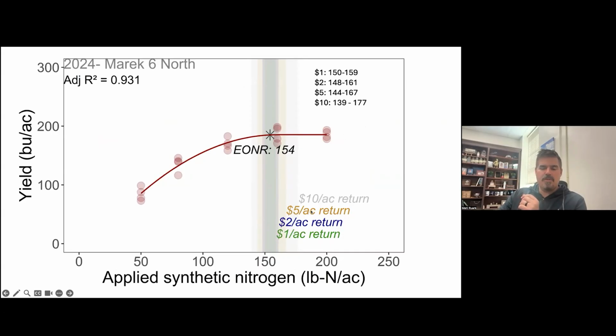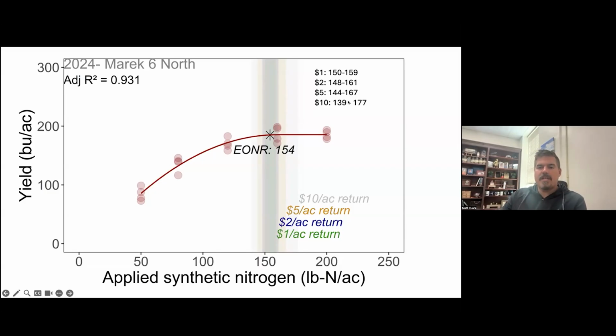What if you didn't mind being profitable within $5 per acre relative to the maximum economic return, right? If you can manage within $5 of economic maximum, well, that range gets a lot bigger. So you could apply as little as 144 or as much as 167. And then we also put, okay, $10. I think that's probably a threshold. People would certainly want to be within $10. So $5 might be a maximum return that farmers may want to think about.